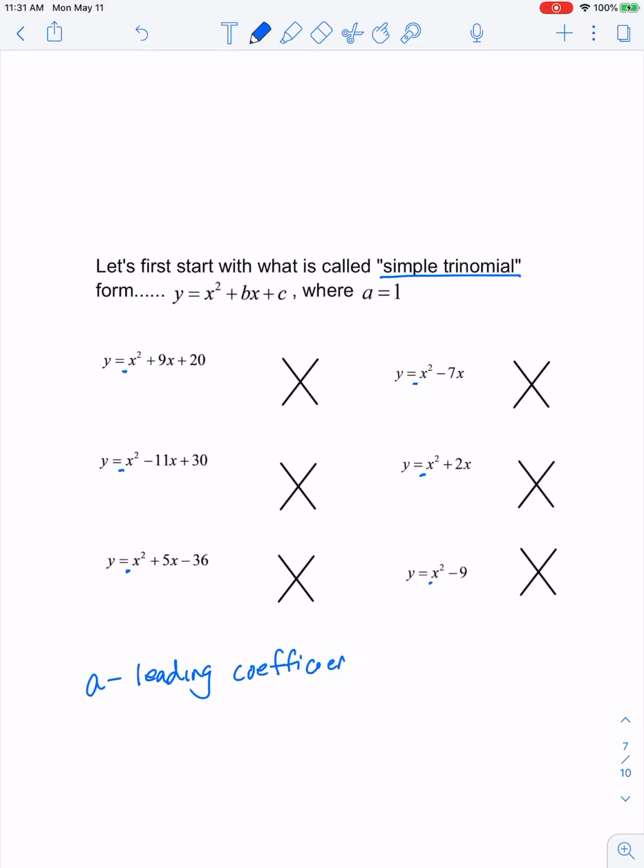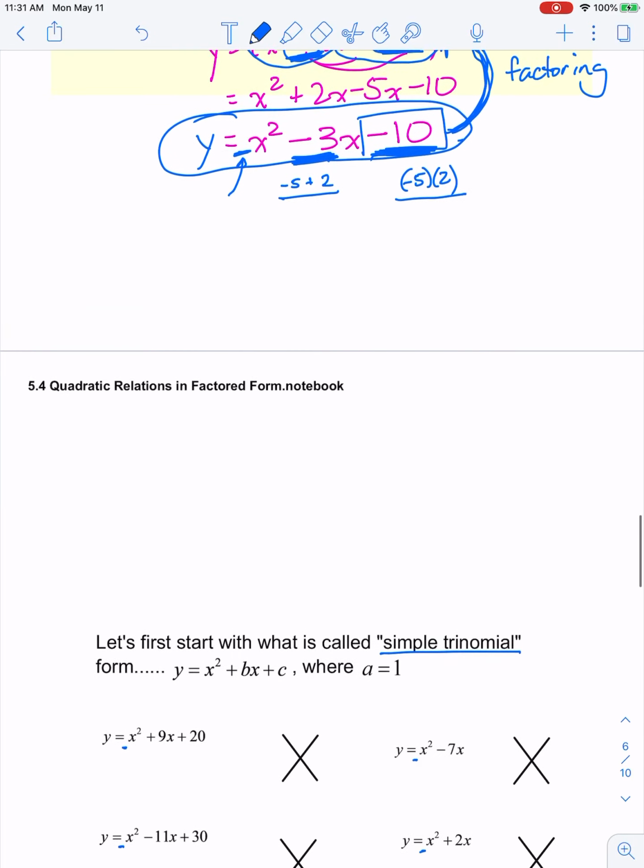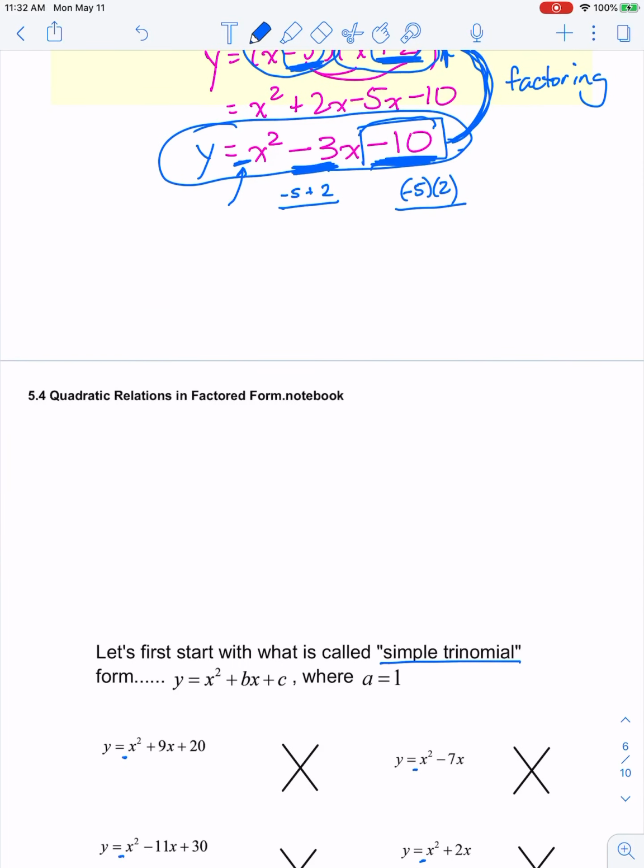It's the coefficient on the leading term of the equation. So a equals 1. All right, so go back again. We need two numbers here. We needed two numbers that multiply to give us negative 10, which are negative 5 and 2, and they add to give us negative 3.